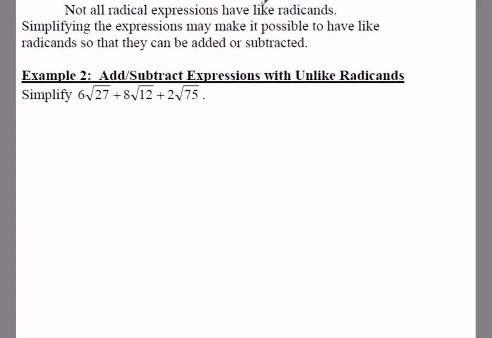Now, unfortunately, not all radicals are created equal. So if we look at a problem like example 2, where you have 6 radical 27, 8 radical 12, and 2 radical 75, none of those can be added together because they are all unlike. It doesn't mean they're disliked, they're just unlike. So what we could do is possibly simplify your expression, and then we might be able to combine some items.